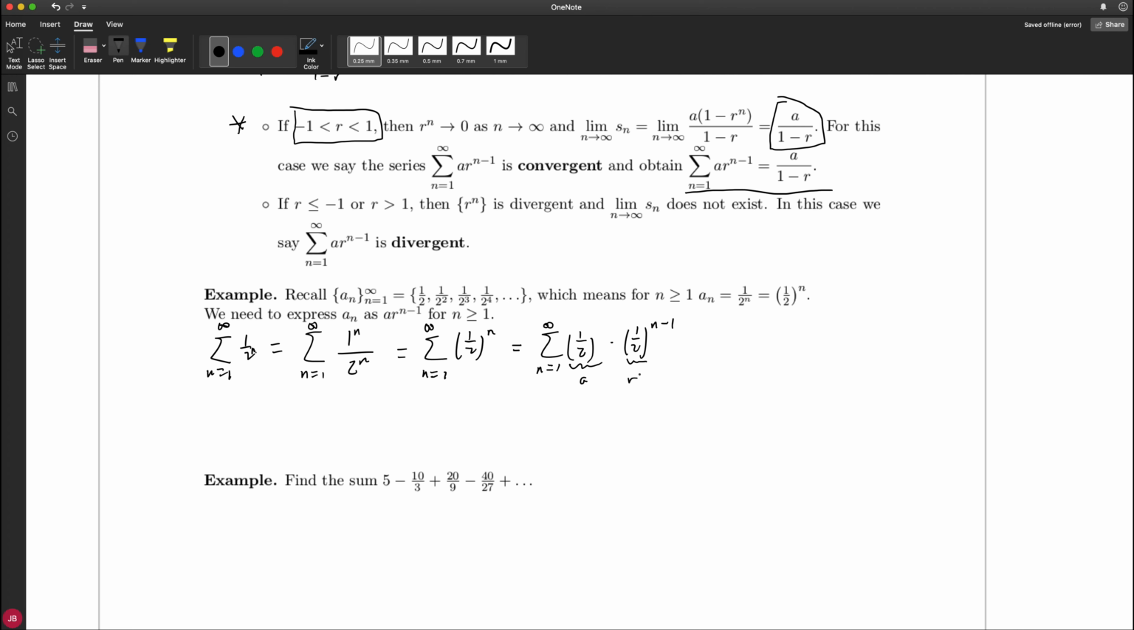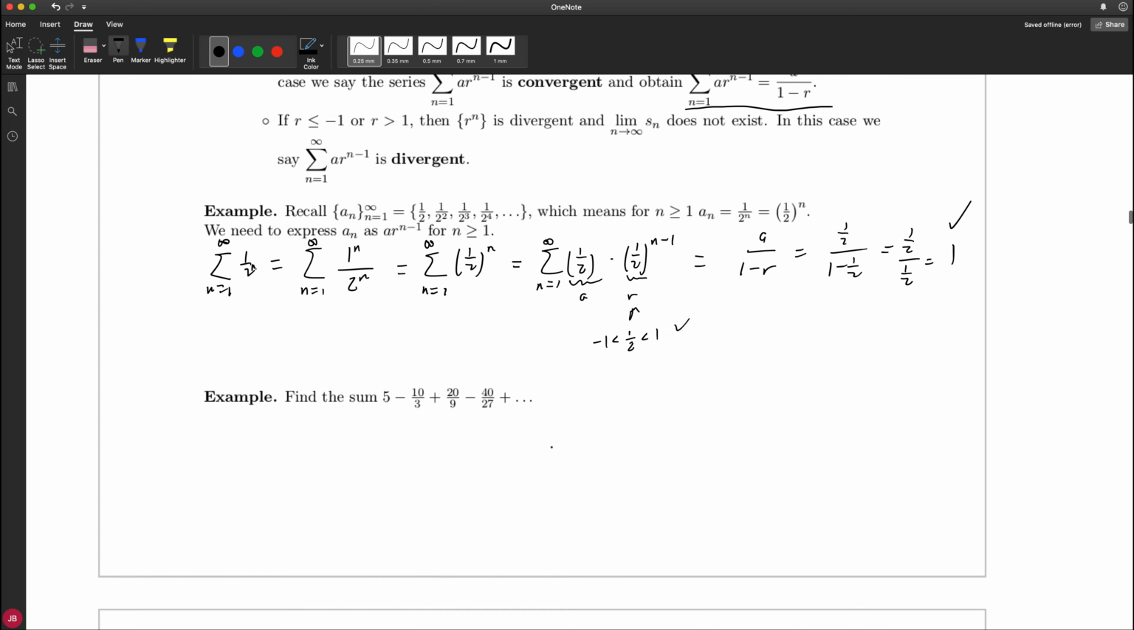Now, you need to ask yourself, is this r value, which is 1/2, less than 1 but bigger than -1? And the answer is, of course, yes. And so this infinite series converges to a over 1 minus r, which is 1/2 over 1 minus 1/2, which is 1/2 over 1/2, which is 1. And that's exactly what we guessed it should be in the last video, but now we have proof of it, right?